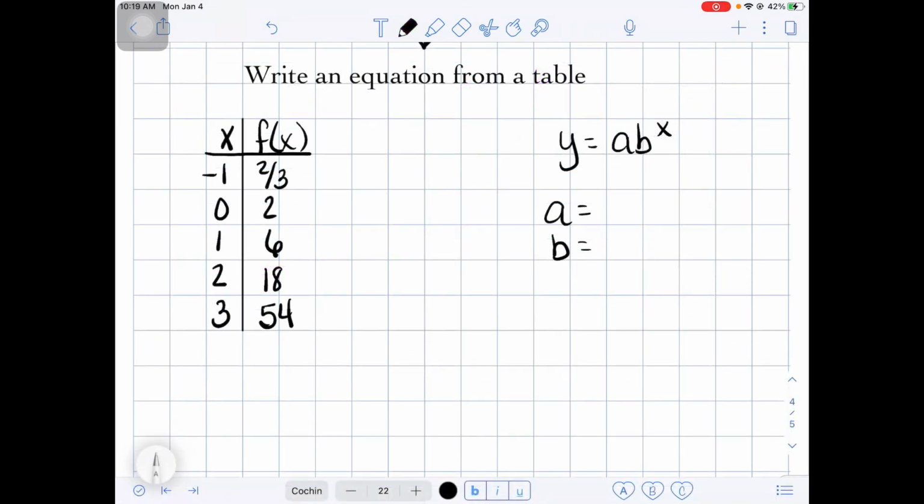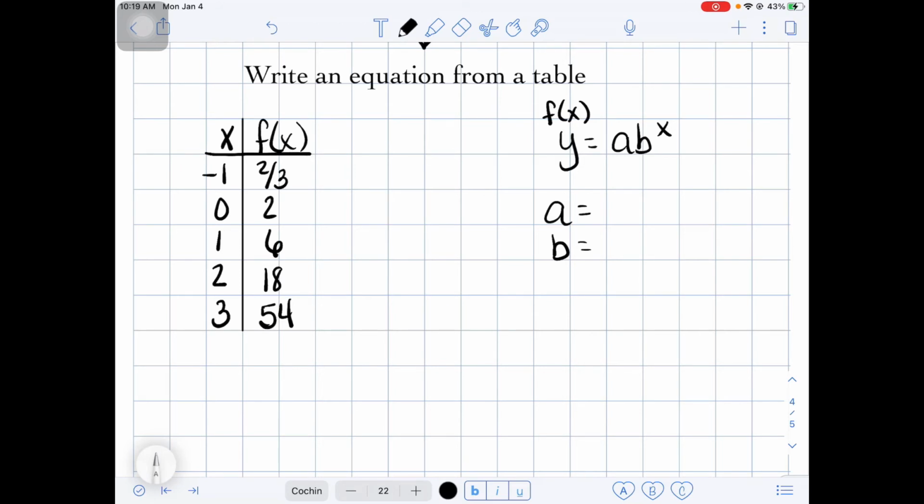All right, so we're going to look at a table, and we're going to be able to write an equation from a table. Some of these get pretty tough, but we're going to talk about the basic things you have to know. So I went back to our formula, y equals ab to the x. Remember, y is the same thing as f of x. You will see it used interchangeably, so just get used to knowing that that's the same.